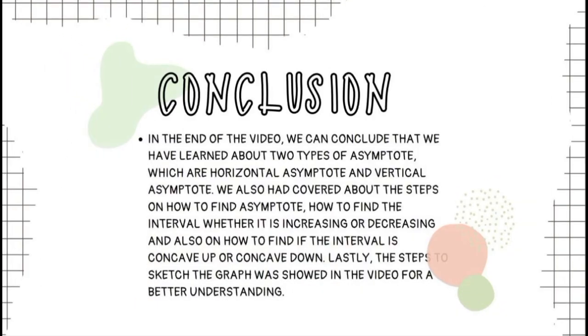At the end of the video, we can conclude that we have learned about two types of asymptote, which are horizontal asymptote and vertical asymptote. We also covered the steps on how to find asymptotes, how to find the intervals, whether it is increasing or decreasing, and also how to find if the interval is concave up or concave down. Lastly, the steps to sketch the graph were shown in the video for a better understanding.